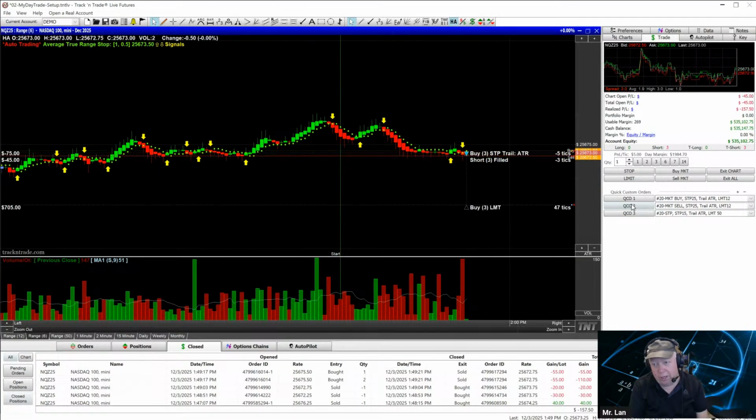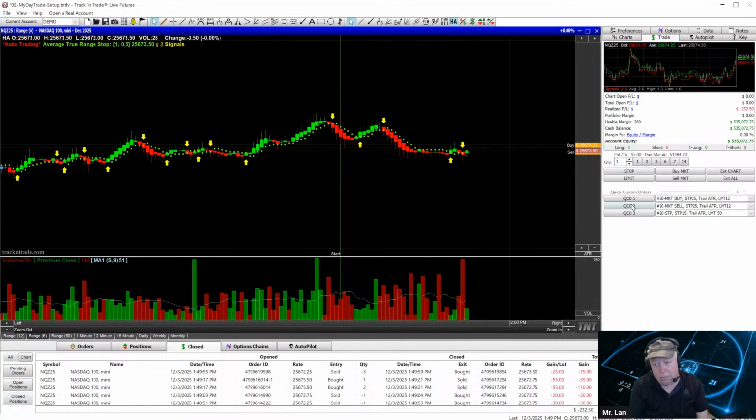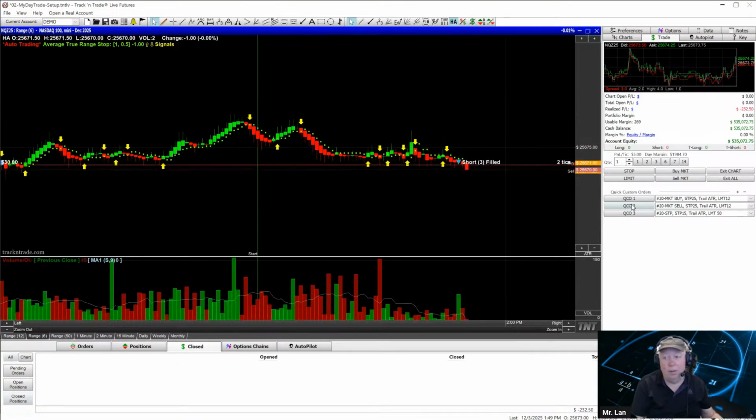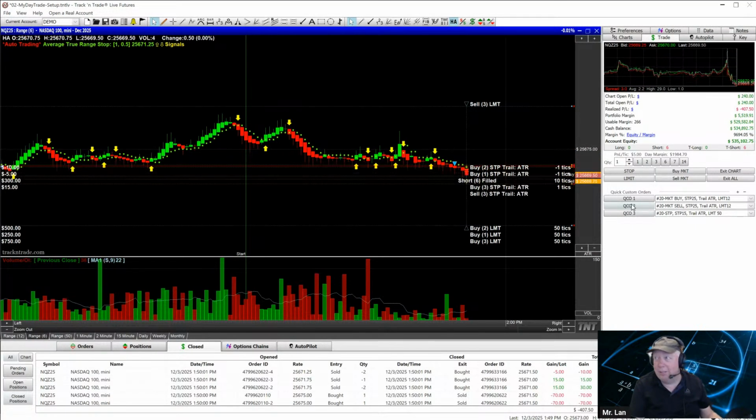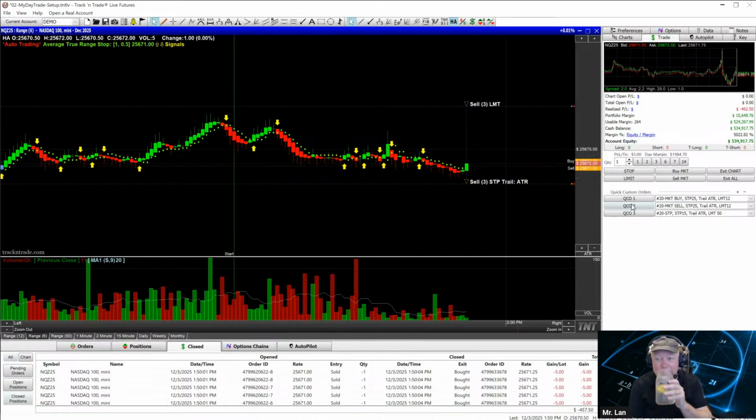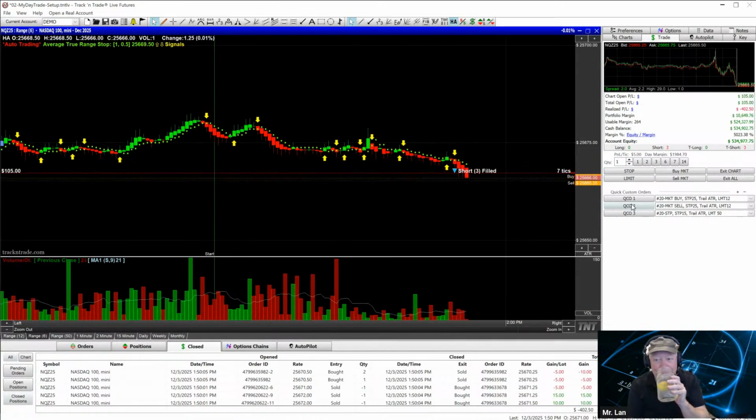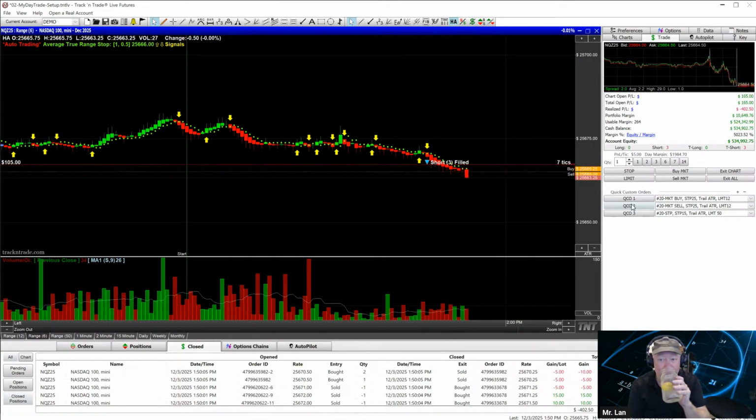Wait for the arrow. Okay, I did. Still got stopped out. They were just getting chopped. There's our 10-minute bell. Told you. You just get chopped all to pieces at the 10-minute bell. Don't ever stay in the market during the 10-minute bell.